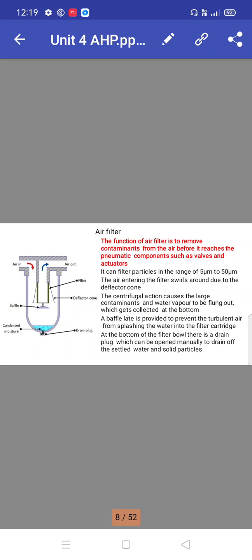A baffle plate is provided to prevent the turbulent air from splashing the water into the filter cartridge. At the bottom of the filter bowl, there is a drain plug which can be opened manually to drain off the settled water and solid particles.